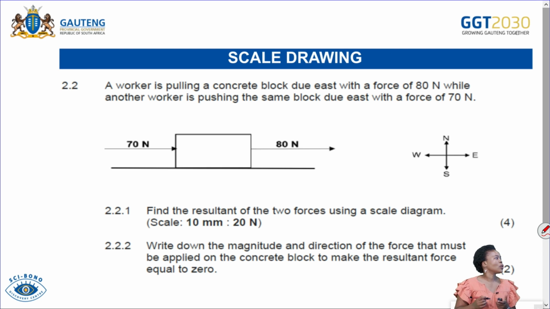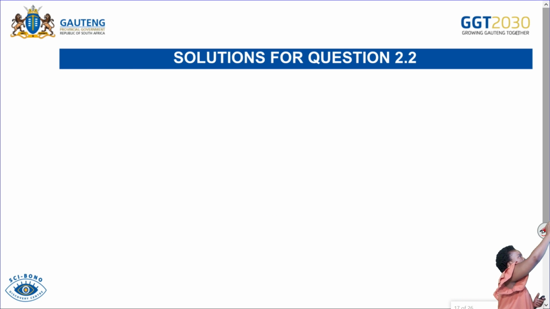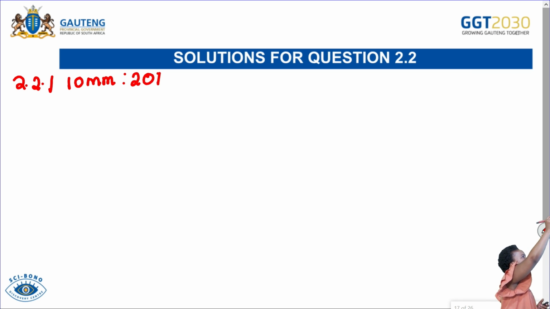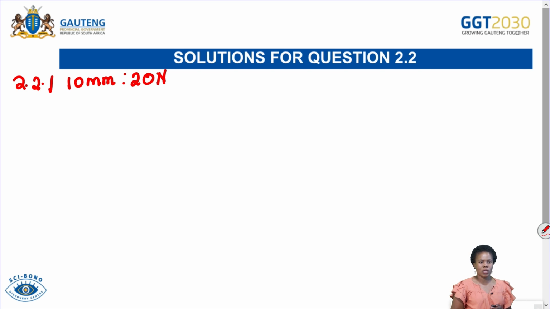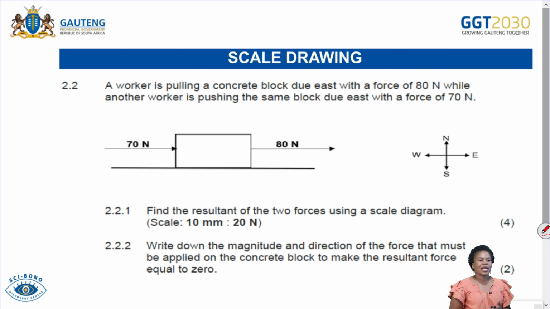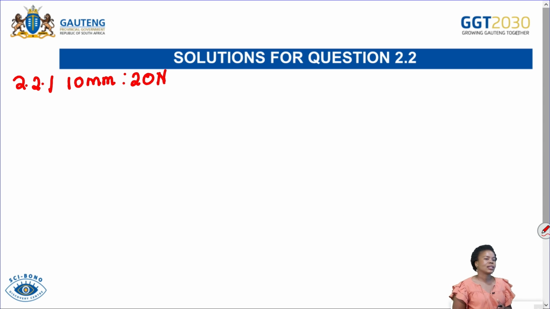So which question are we doing? We're doing 2.2.1. Okay, let's write it neatly and nice. So we've got 10 millimeters is equivalent to 20 newtons. Let's start with the first force that is acting on this box. We've got a 70. Okay, let's start with the 80 because it's bigger.